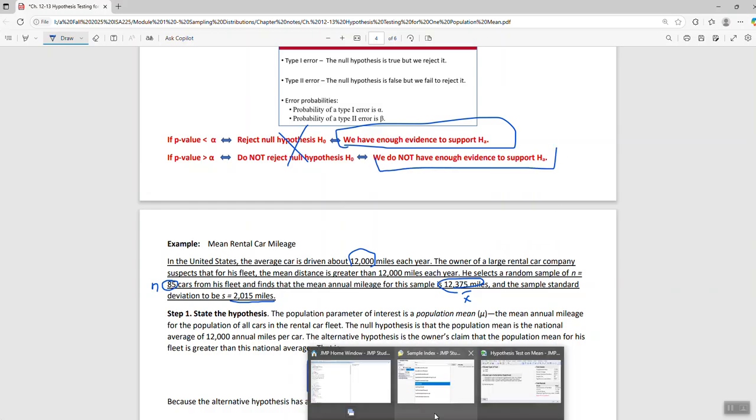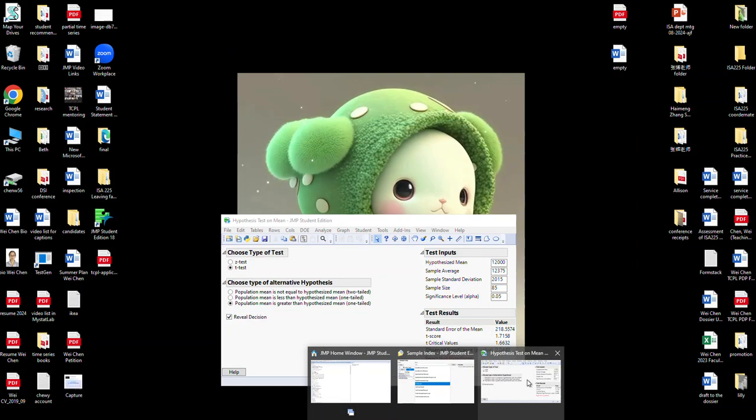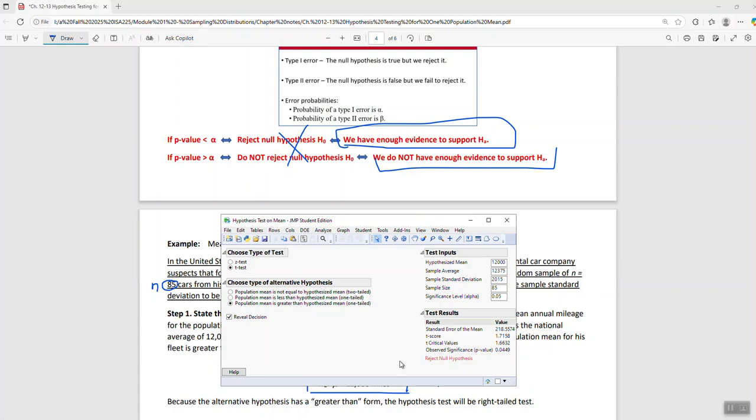This is about testing the population mean. If you have the raw data, you can just choose the raw data option. There is no difference in the conclusions.